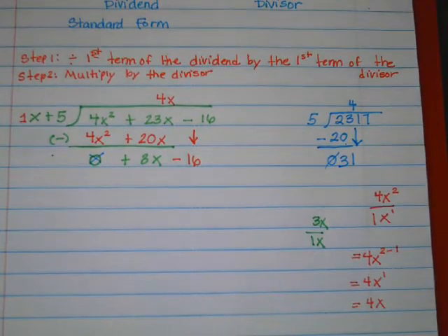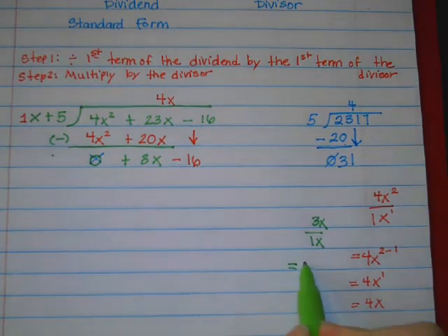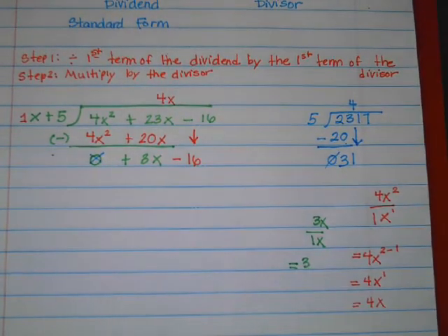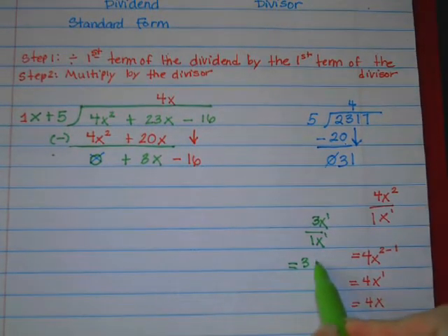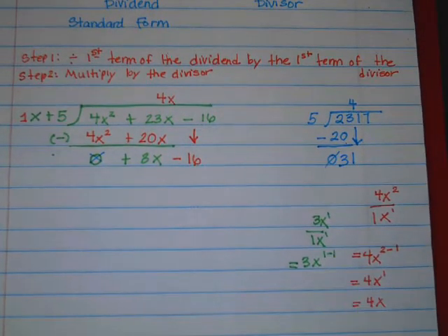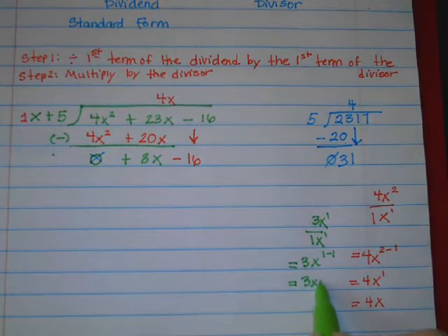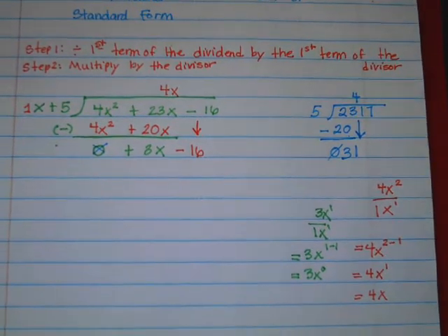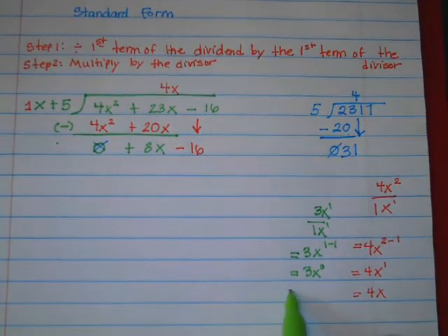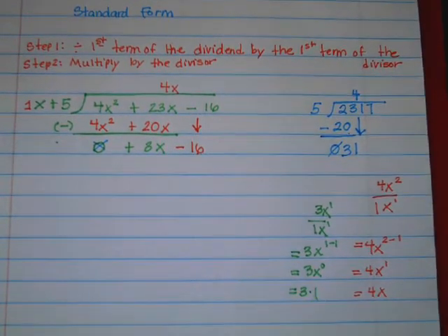So again, remember, we're going to divide the coefficients first. So 3 divided by 1 is 3. X to the, there's a first power here and a first power here. So it's like x to the 1 minus 1. So we're going to go ahead, just so you guys understand what's happening here. 1 minus 1 is x to the 0. Anything raised to the 0 power is equal to 1. So this is the same thing as 3 times 1.